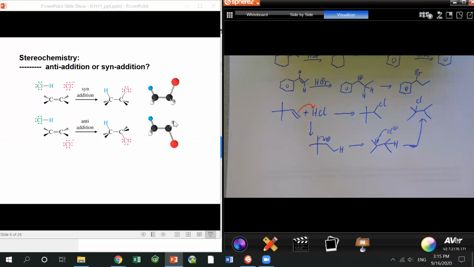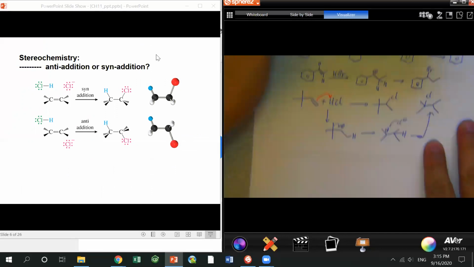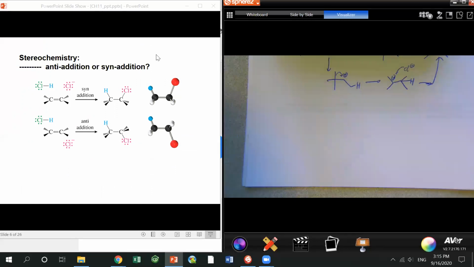And the second issue is always about the stereochemistry. For the mechanism, because we generally have a planar carbocation intermediate, the nucleophile can go either from the top or from the bottom. So you can have both anti-addition and syn addition. That's a concept we need to learn about the stereochemistry of addition reactions.